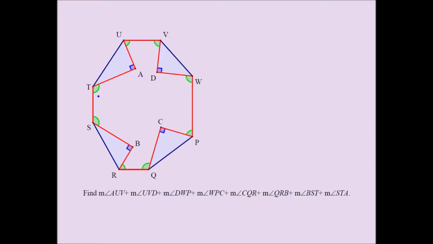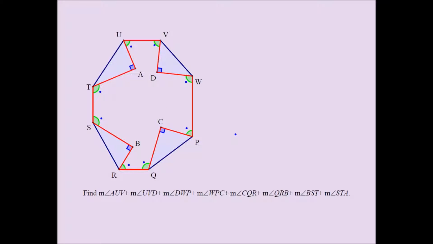We are not talking about this octagon T, U, V, W, P, Q, R, S. This is an octagon and that's fine. But the green angles we want, this, this, this, this, this, this, this, and this, they belong to the red 12-sided polygon or dodecagon. I'm just going to say 12-sided polygon.